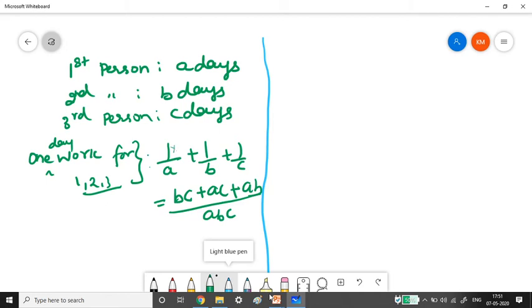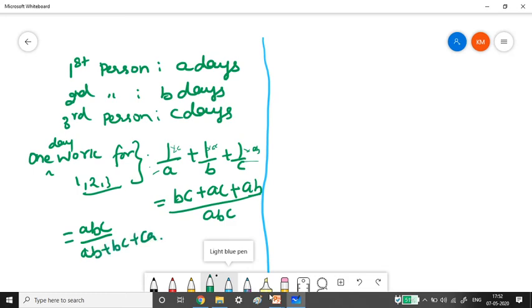Here you multiply with BC, here with AC, and here with AB, and add everything, and in the denominator you just multiply these. So this is the 1 day work for the first, second and third person. Got it? Now, in how many days can all three do the work? It is very simple. Just take the reciprocal of the 1 day work, that is, ABC divided by AB + BC + CA.